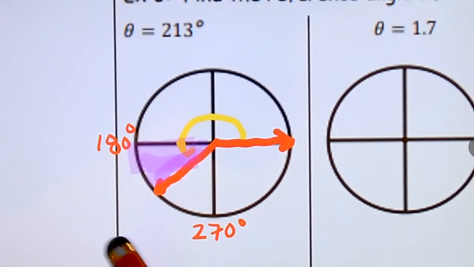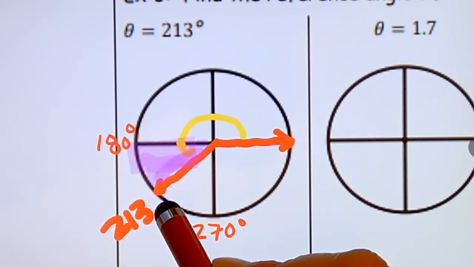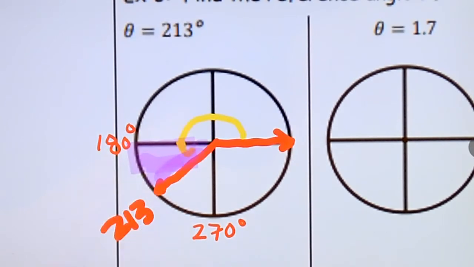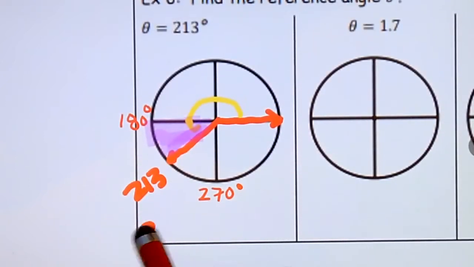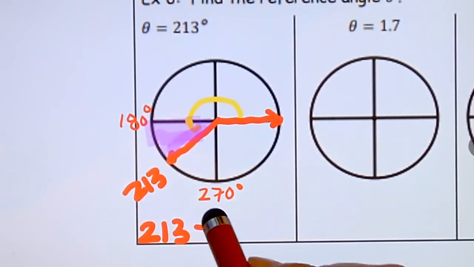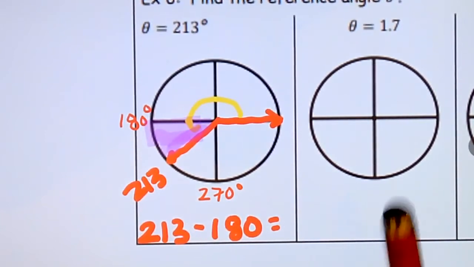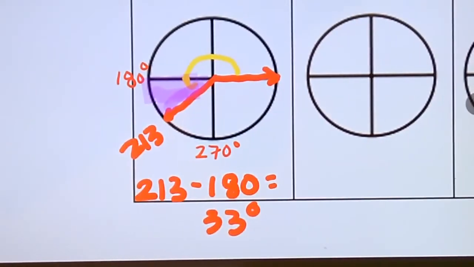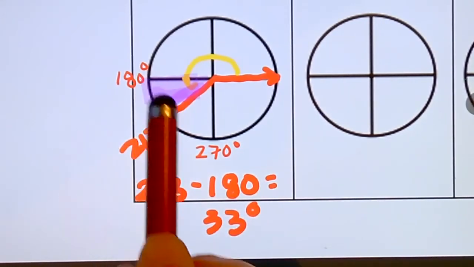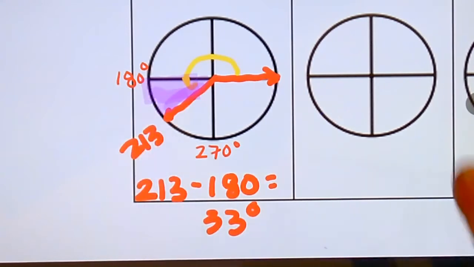So if this is over here at 213 degrees, and this is 180, what I'm going to do, let me zoom out for a sec, is take 213 minus 180 to get that angle. And when I do that, I get 33 degrees. So that is my reference angle, 33 degrees, because that's the distance from here to the x-axis. That's what a reference angle is.